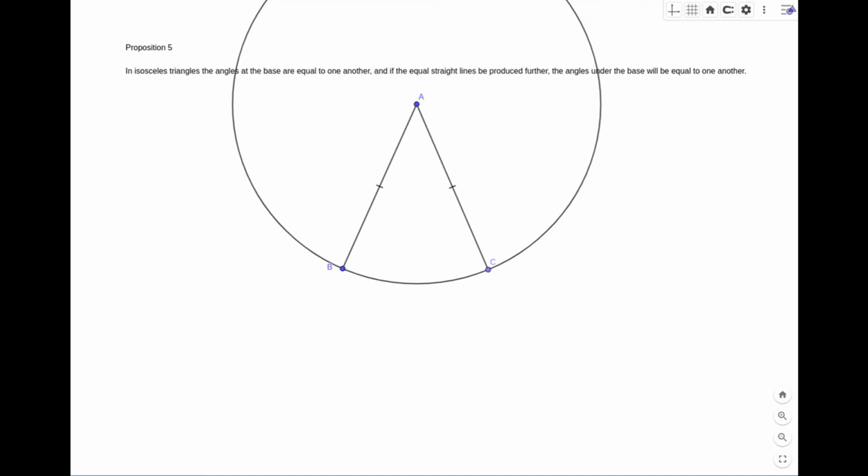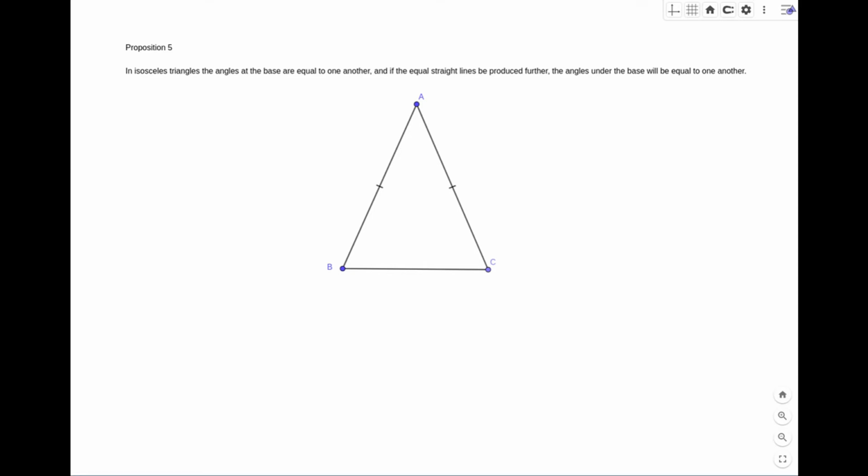We don't really need that circle anymore, so we can get rid of that. And we can complete our triangle to get our segment BC. So now we have an isosceles triangle. All we are assuming is that two sides of that isosceles triangle are going to be congruent.